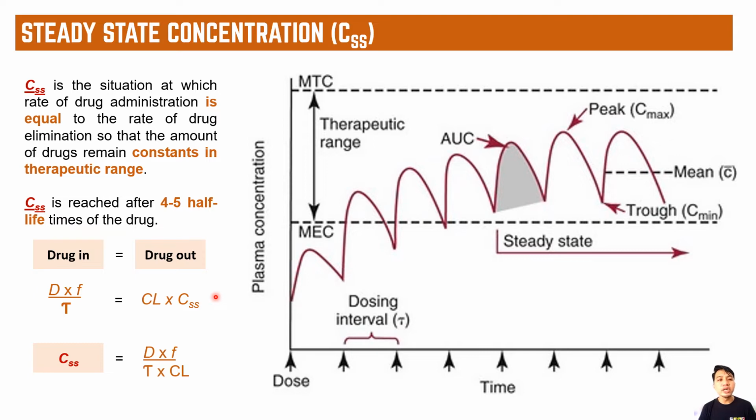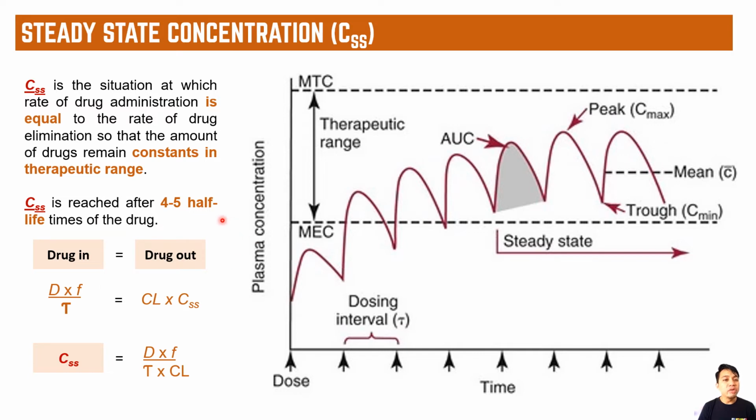So usually in practice, steady state is achieved after 4 to 5 half-lives of the drug being administered. As we mentioned before, we are looking at the concentration when the drug coming in equals the drug going out, which can be translated into this mathematical equation as shown here. There are three factors that determine the amount of drug entering the body: the dose of drug being administered, represented by D, the bioavailability of that drug, which is F, as well as the dosing frequency at which the drug is administered, represented by tau. This is tau, not T.